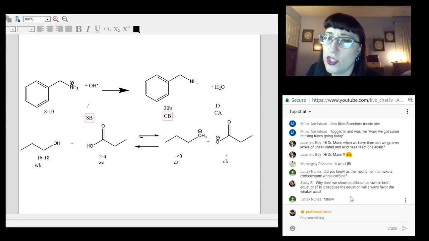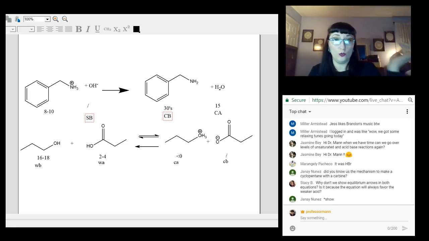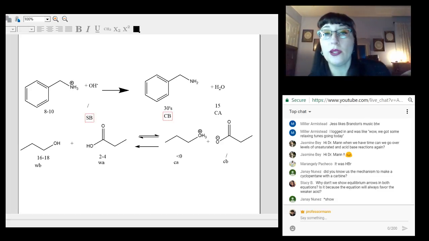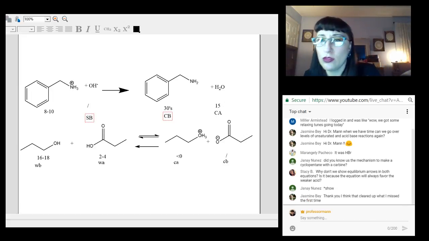And why don't we show equilibrium arrows in both equations? Yeah, so if you have a strong acid or a strong base, Stacy, it's going to push it in one direction because it's a strong acid or a strong base, right? They completely ionize and they can completely react. So that's basically the reason. Some people put that as an equilibrium arrow, but the equilibrium would so heavily favor one side that you wouldn't really expect to have much of both.